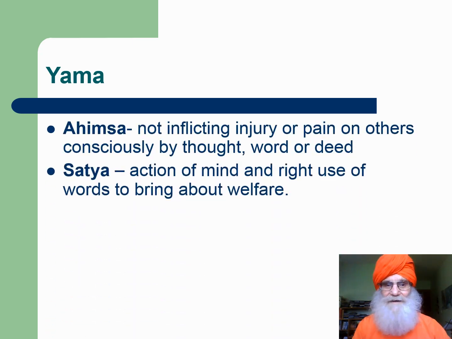Then the second one is called satya. So what is satya? Action of mind and the right use of words to bring about welfare. Now, if you went out on the street in India and you asked people what is satya, it's usually satya means truthfulness. It's one meaning of it. But here, we're talking about the right use of words to bring about welfare. So generally, to be true and to say the proper thing is helpful and is good, and you shouldn't willfully tell lies.